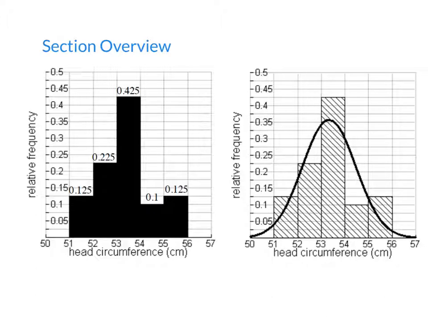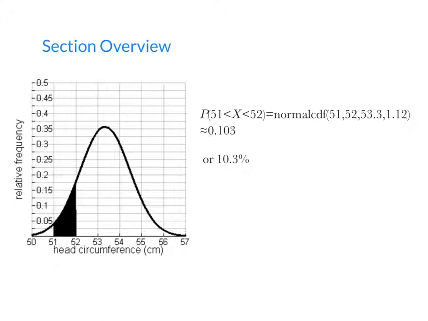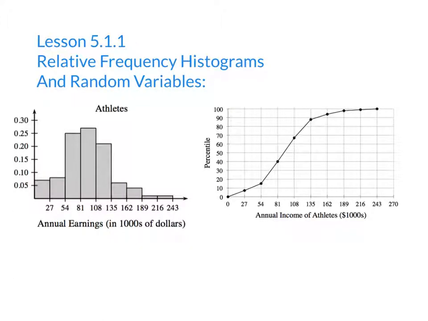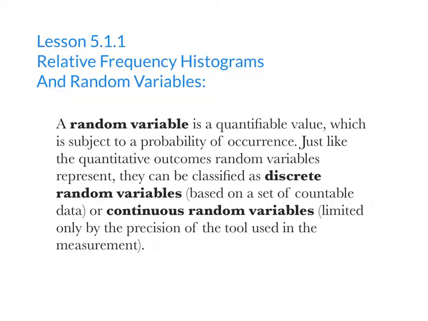Then normal probability density functions are introduced and used to model familiar situations. The concepts presented in Lesson 5.1.1 are largely a review of Lesson 1.3.1, where relative frequency histograms and ogives were used to find percentiles and probabilities. Random variables are defined, returning from Lesson 1.3.3 where they were first introduced.